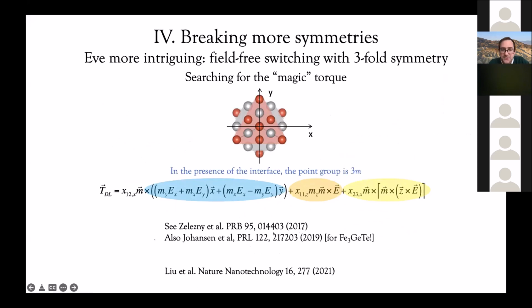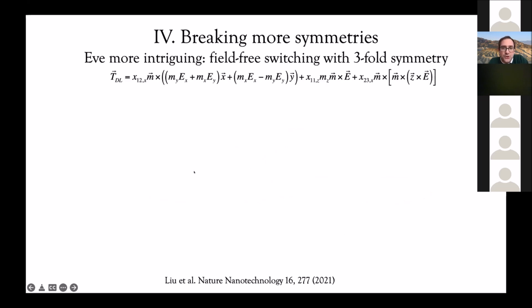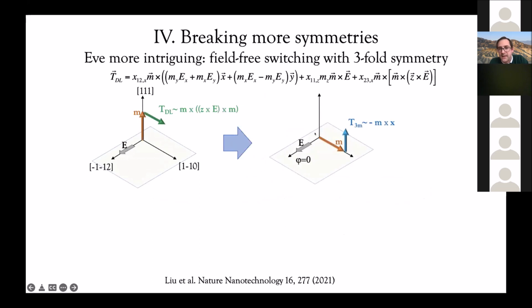I just want to mention that this was also predicted by Arne Brataas's team for Fe3GeTe2. There's a 2 here that is missing. And what is this torque doing? It's actually quite interesting. So let's imagine that you are in the perpendicular direction. I'm injecting a current, let's say I'm applying an electric field in one particular direction here. Then of course, this damping torque will bring the magnetization in plane. Okay, so I get in plane. Once I'm in plane, then this torque is triggered.